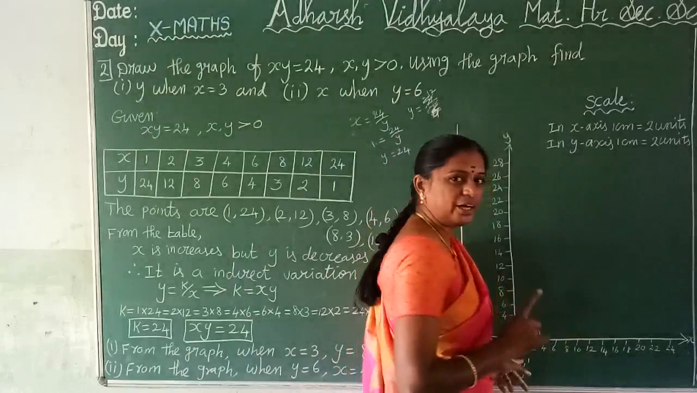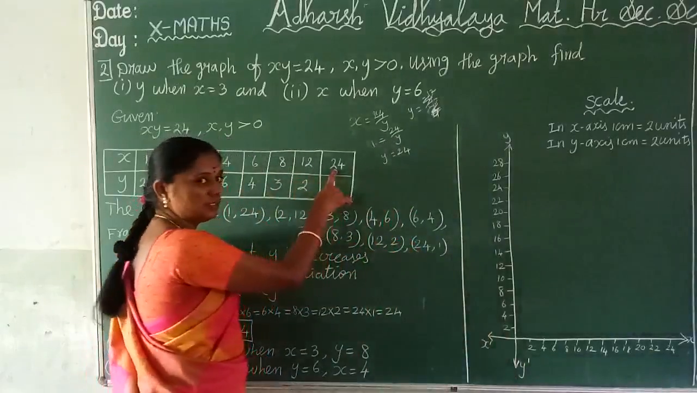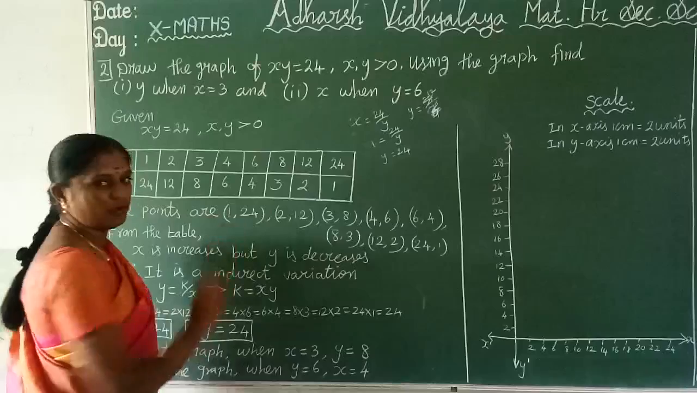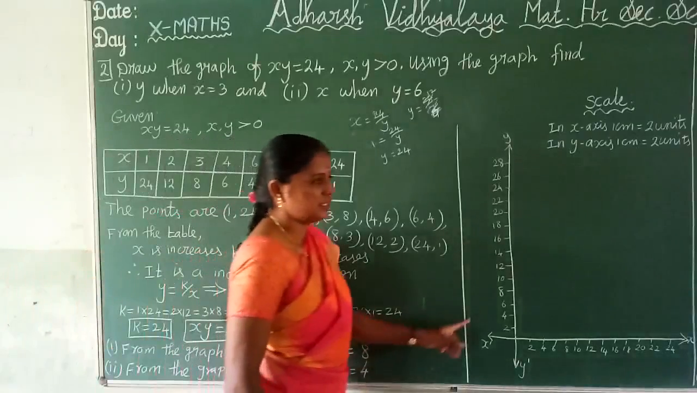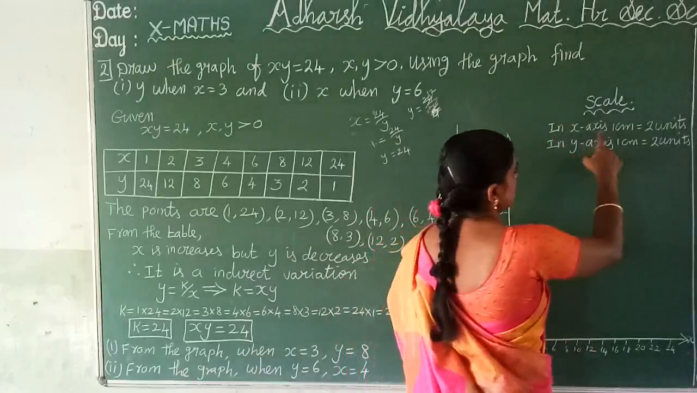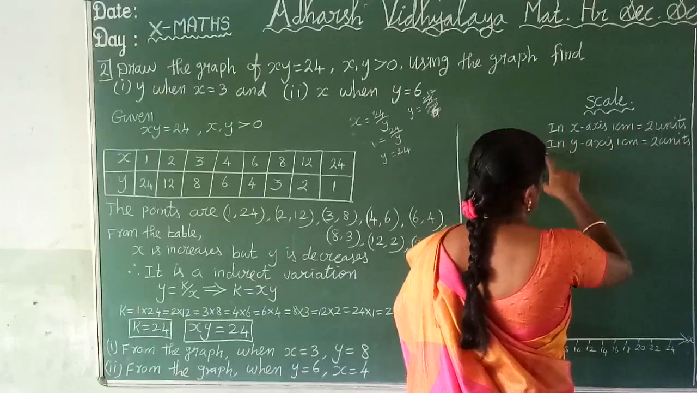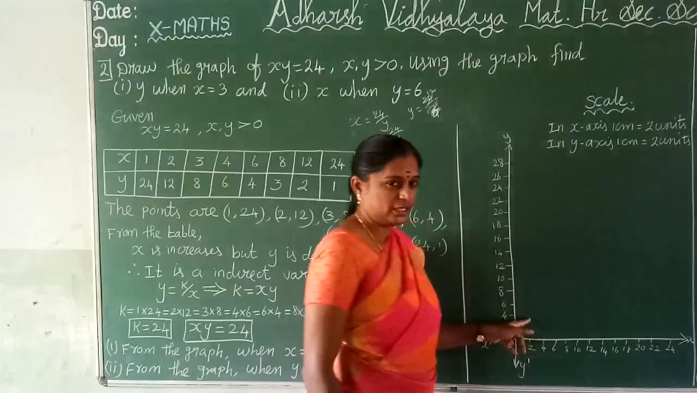Is it possible to take 1 unit or 2 units? In x, there are 24 values, and in y also 24 values are there. So your choice, you can take 1 unit or 2 units. So in x axis, we choose 2 units, and y axis also 2 units.